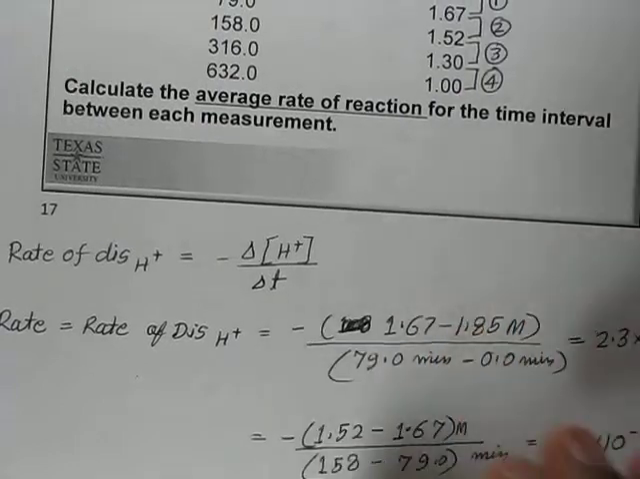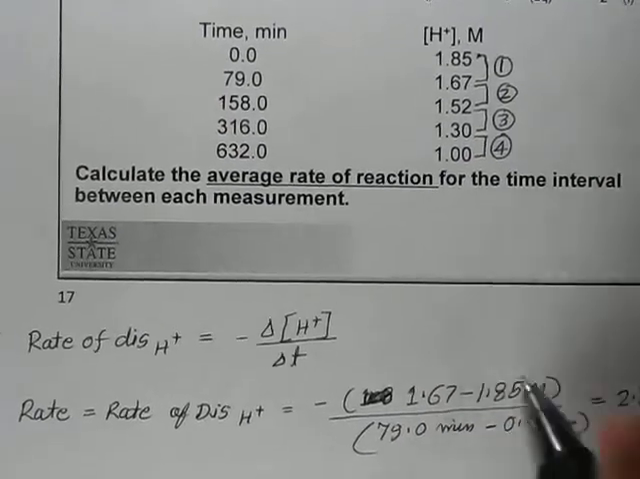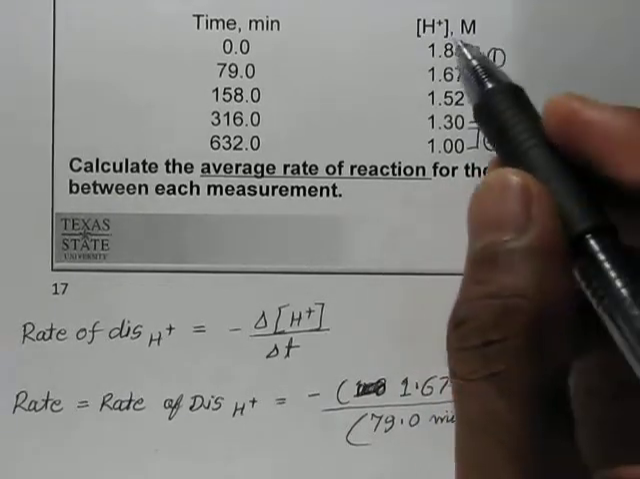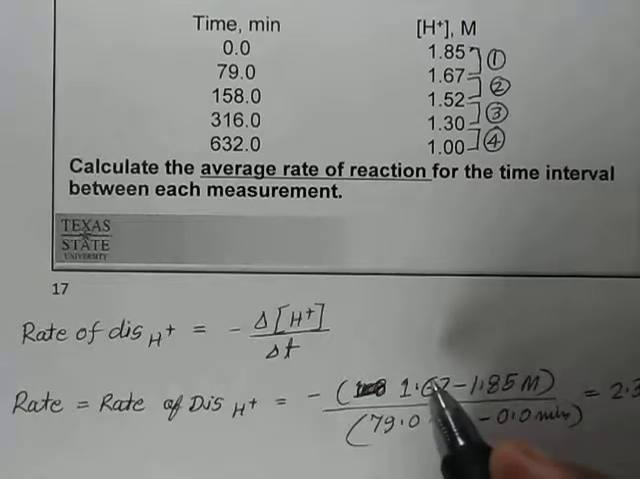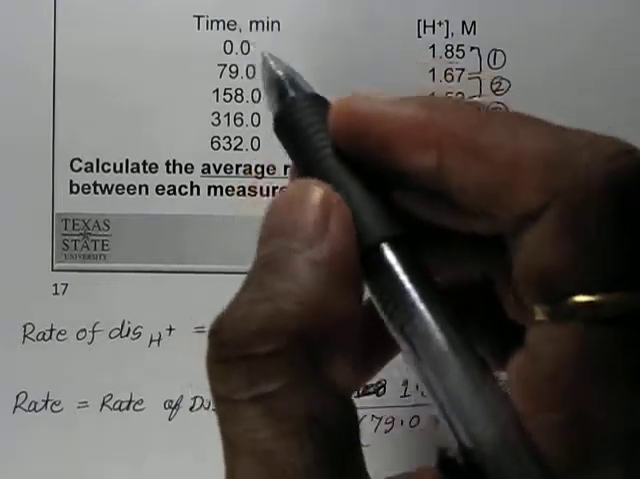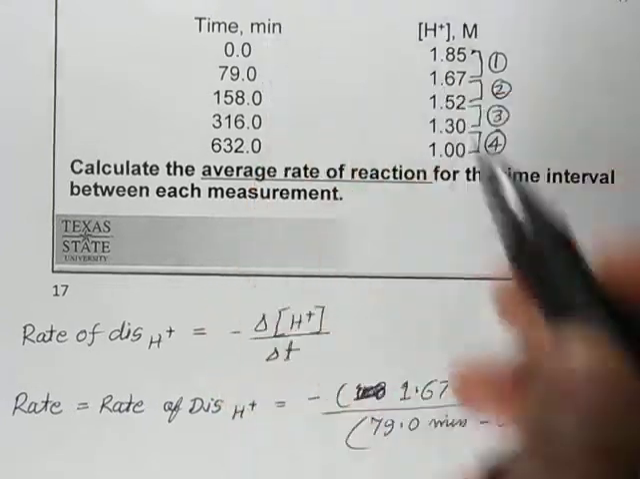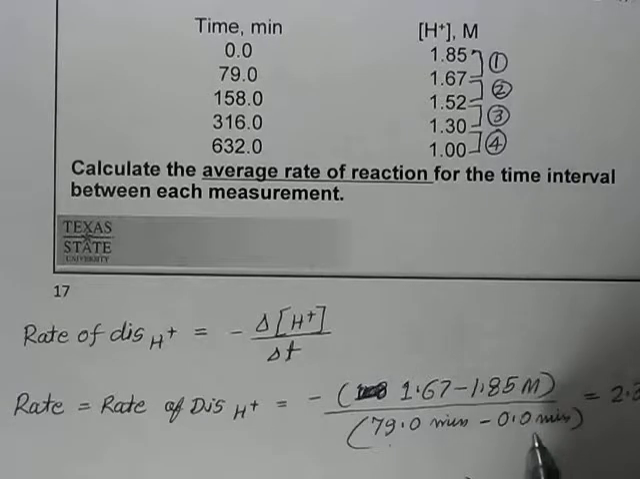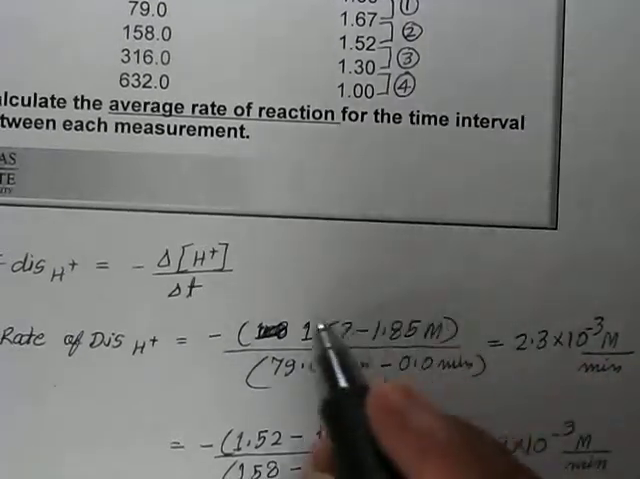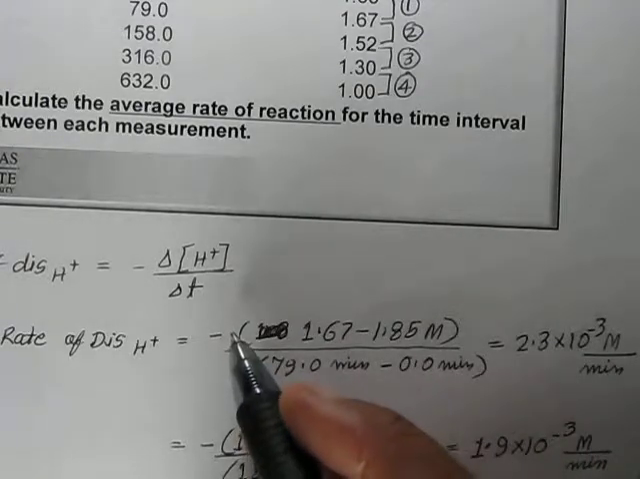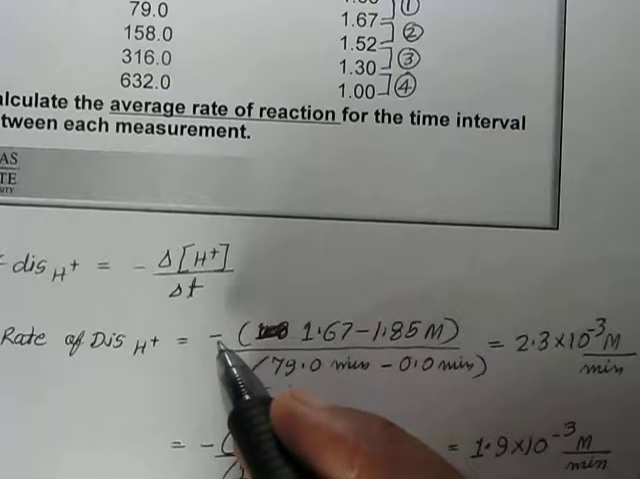So for the rate of disappearance in the first interval, you can see this is molarity 2, 1.67, and the initial molarity was 1.85. So we have to calculate final molarity minus initial molarity: 1.67 minus 1.85 molarity divided by T2 minus T1, which means 79 minutes minus 0. And once you calculate, you will get the answer in the parenthesis as negative, but once you open the parenthesis, the negative sign will change into positive.